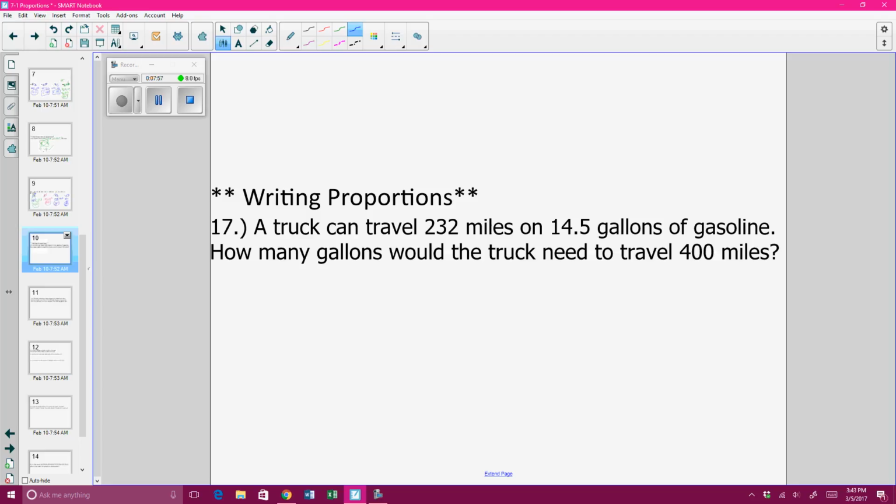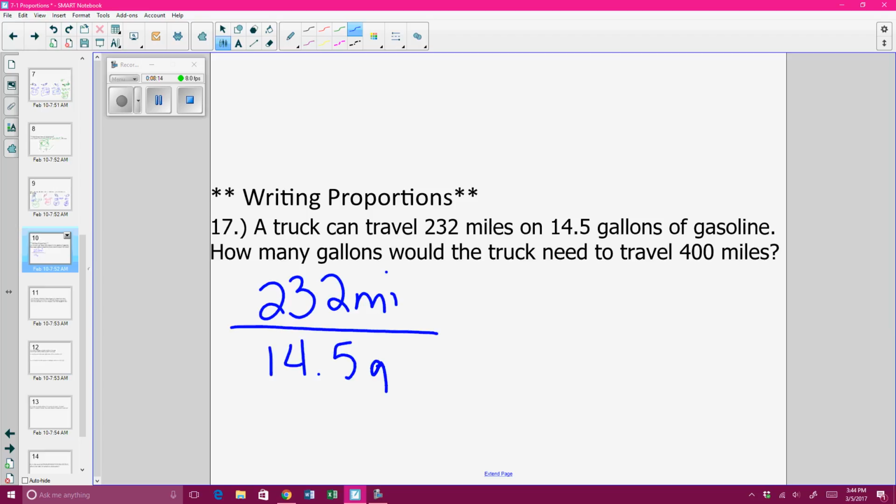Now let's do some more problems. Whenever you're doing this, I always like to make a fraction that says what I'm going to compare. So in this case, we're going to compare miles to gallons. So it wants to know if a truck can drive 232 miles on 14.5 gallons, how many gallons of gasoline would it take the truck to travel 400 miles?